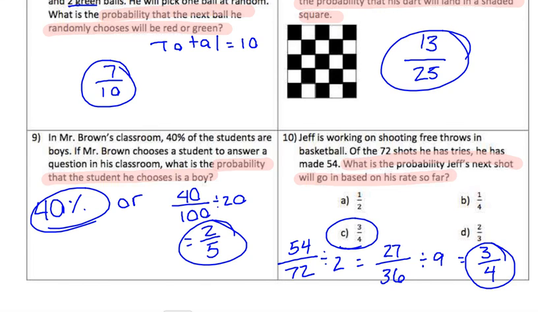Now, one thing that's very important with this unit is to highlight or underline or circle what the problem is actually looking for. If you do that, you're less likely to make a mistake.